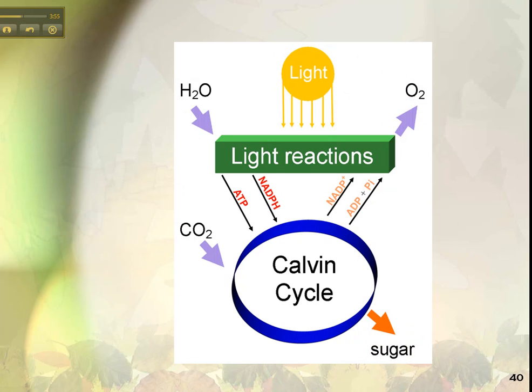So just to show you guys, water's coming in the light reaction, water's splitting, and out comes oxygen. So it brought in ADP, brought in NADPH. Those went in the Calvin cycle. Carbon dioxide comes in here to the Calvin cycle, produces sugar. So the products, sugar and oxygen, and water and carbon dioxide and light went in.